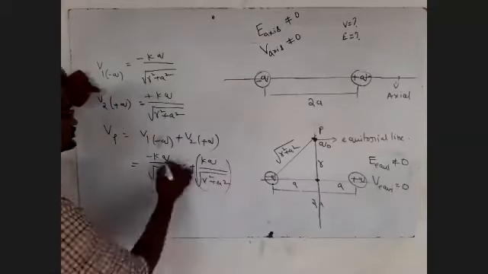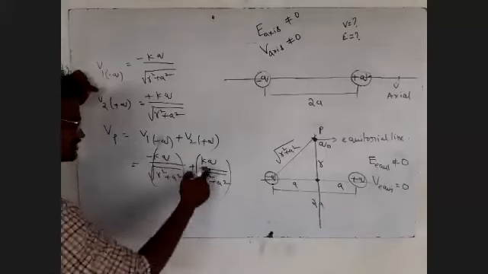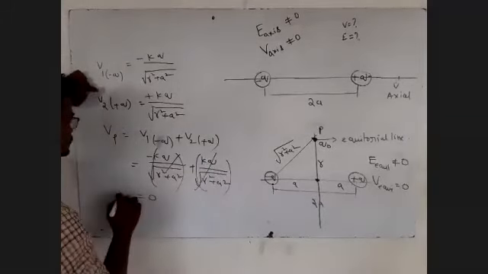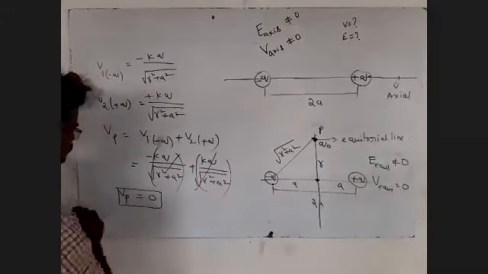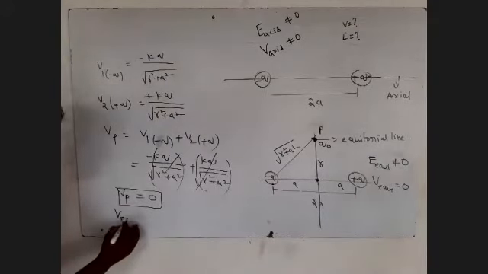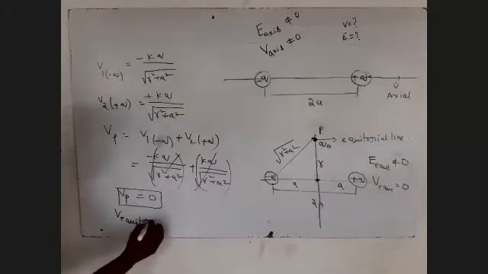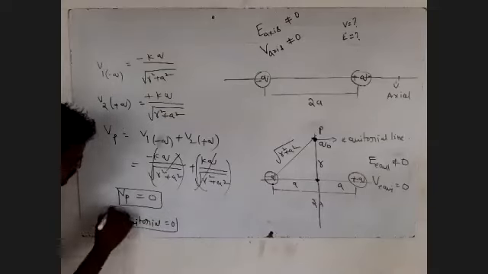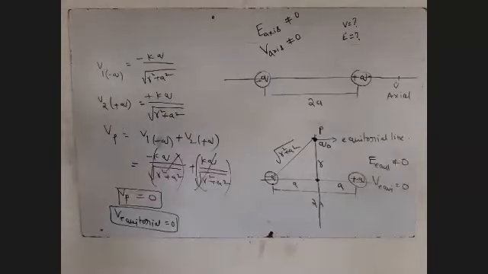Both values are the same; this is minus, this is plus, they cancel each other. So it is 0, that is the potential at P. So the equatorial potential becomes 0. This is the proof. Okay.